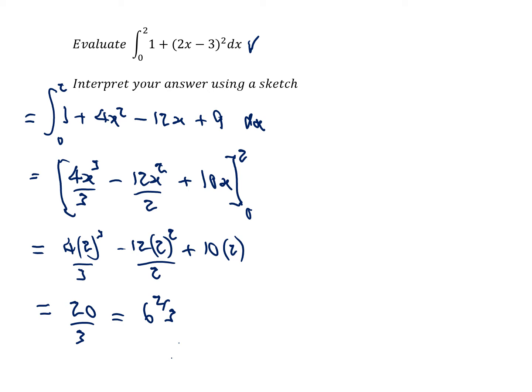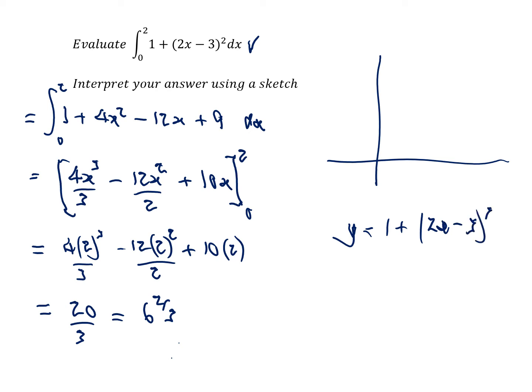Well, the interpretation: the integral is the area between the curve and the x-axis. So if I'm going to interpret the answer using a sketch, I need to sketch this graph. So let me do that. Now I'm trying to draw the graph of y equals 1 plus (2x minus 3) squared.